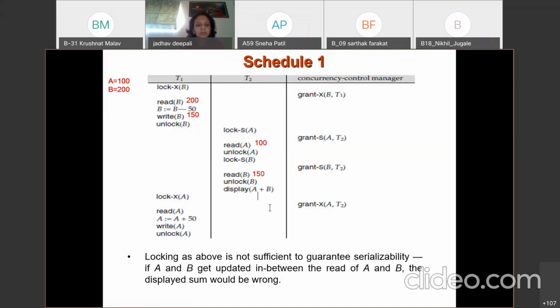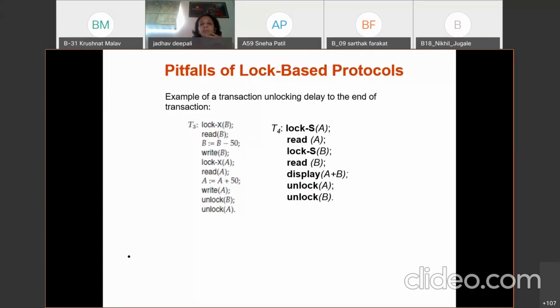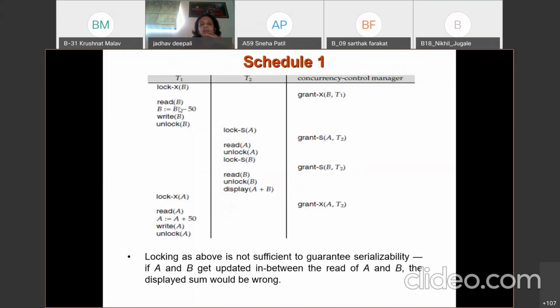What is the value of A plus B? 250. Is it correct? 250? It is wrong. Why? Because here it requires 300, but it shows 250. This means the concurrent execution results in data inconsistency. It happens because the data items are unlocked so early.